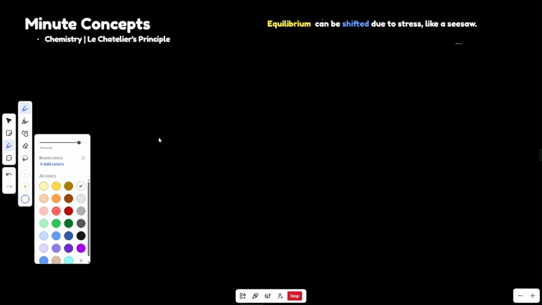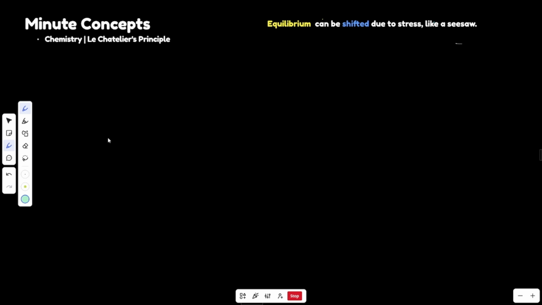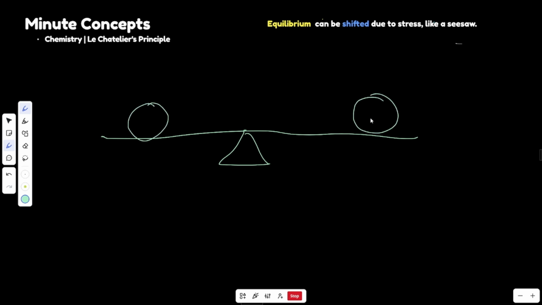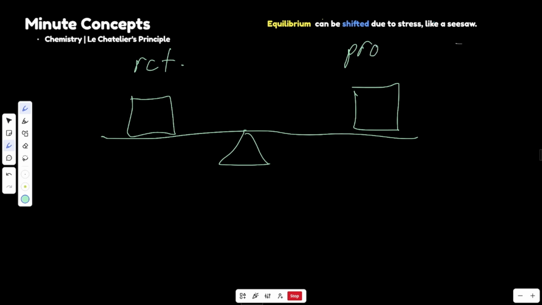Le Chatelier, he's French. Basically, what he's trying to say is that equilibrium is like a seesaw, right? And when we have balanced stuff here, let's say that these two balls are the same, or rather than balls, let's make them blocks. Think of this as the reactant side, and this is the product side. When they're equal and they're at equilibrium, the seesaw is balanced. Now, what happens if we add more on one side when they're already at equilibrium?